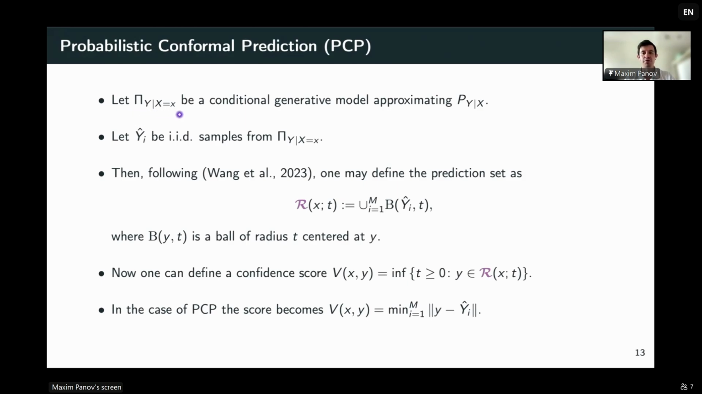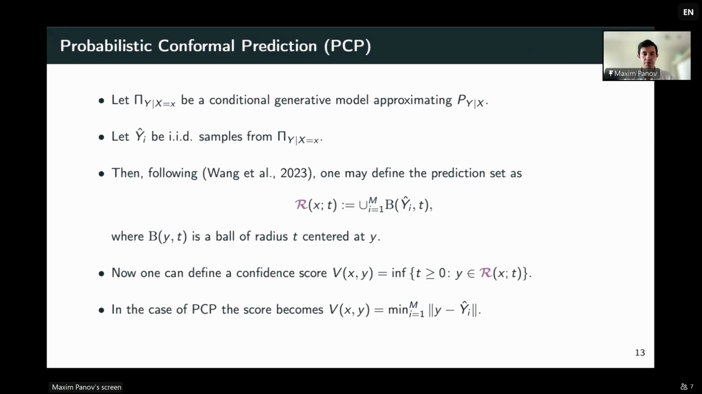What we will do in this work is consider particular assumptions, that we have a certain approximation of our true data distribution. So we assume that for a given point, we have a generative model that can produce samples. So we have this distribution P of Y given X. And our starting point will be another conformal prediction method, which I think has a very interesting idea.